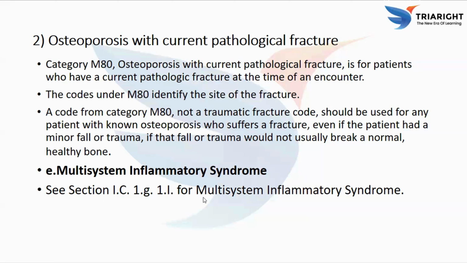So next, multi-system inflammatory syndrome. This briefly mentions this condition. If the patient has multi-system inflammatory syndrome, MIS in short form, this is separate from osteoporosis coding, but it is included as a part of the overall musculoskeletal guidelines. You have to follow the guidelines which are present in section I.C.13 in the ICD-10-CM book. So this is about the guidelines of the ICD-10-CM for diseases of the musculoskeletal system.